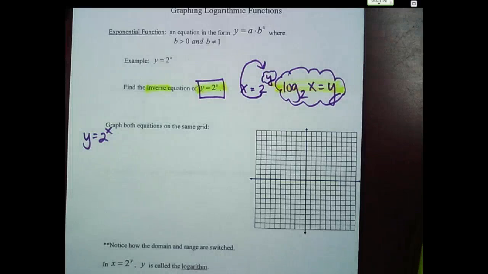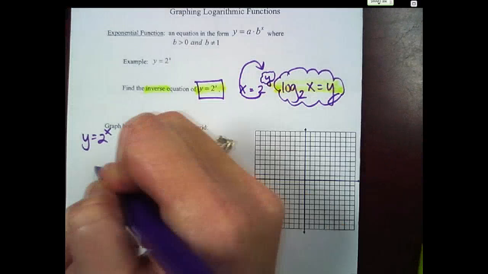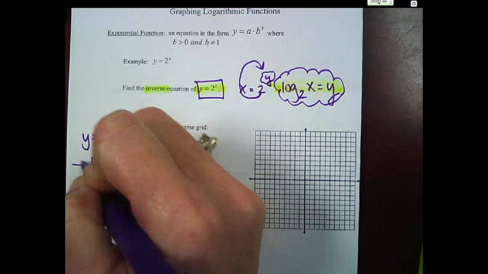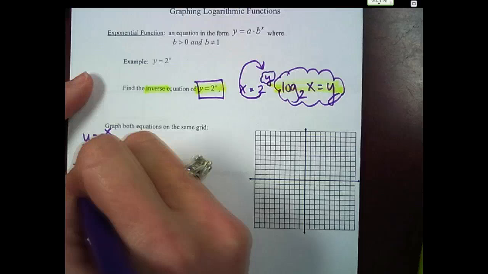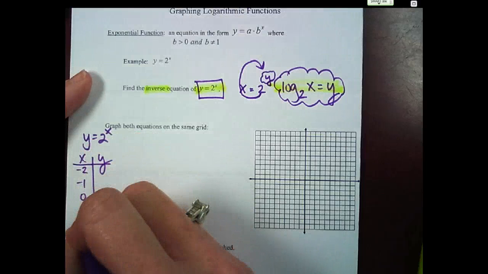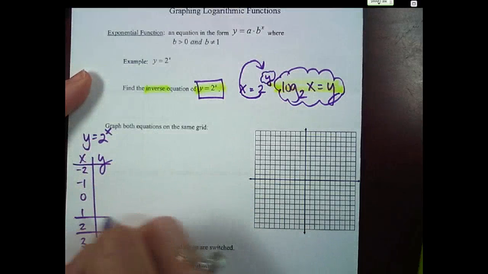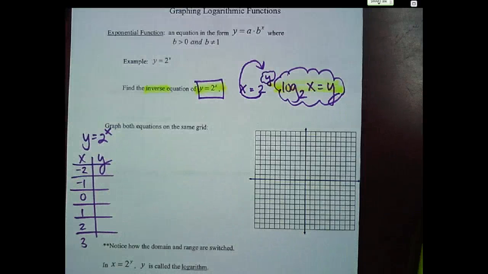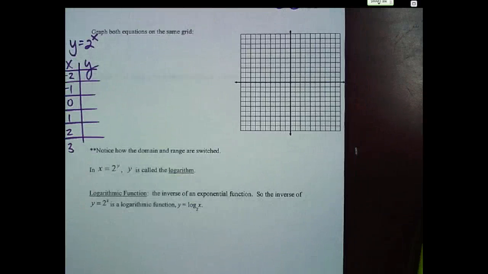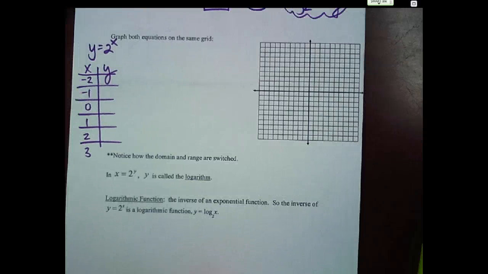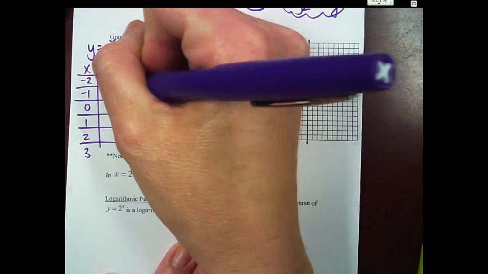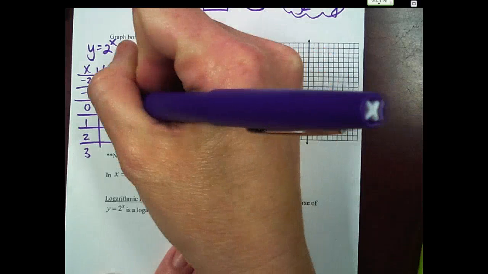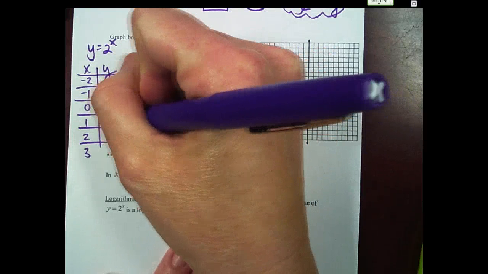So let's make a graph real quick. This is x and this is y, and we're going to use -2, -1, 0, 1, 2, and 3. If I input those values into my original exponential graph, 2 to the -2 power is 1/4, 2 to the -1 power is 1/2, 2 to the 0 power is 1, 2 to the first power is 2, and then 4 and 8.